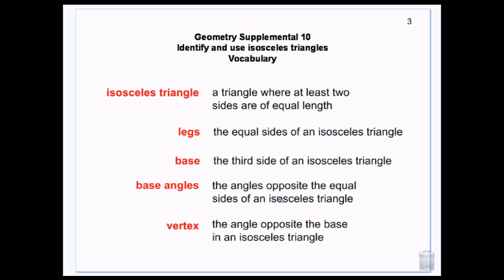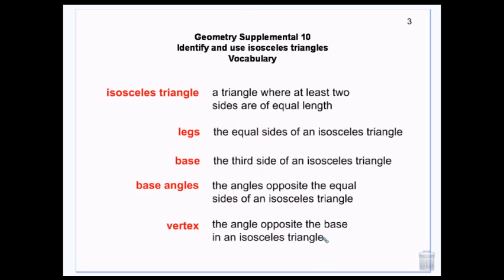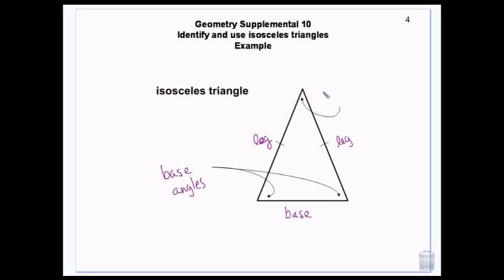Then you have base angles. Those are angles opposite the equal sides. So basically, if you were to take an arrow and draw like this, how these are opposite and these are opposite, that's where you get the base angles. And then you have the vertex, which is opposite the base. So the part in between the two legs is the vertex.